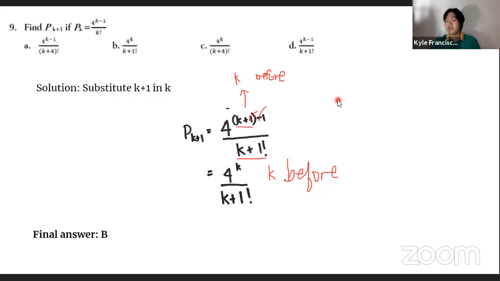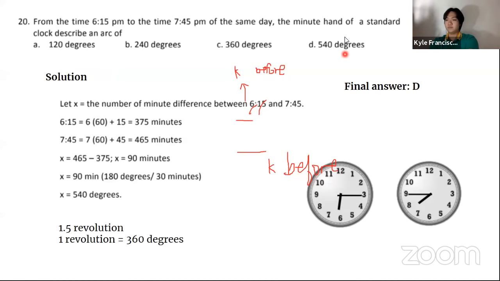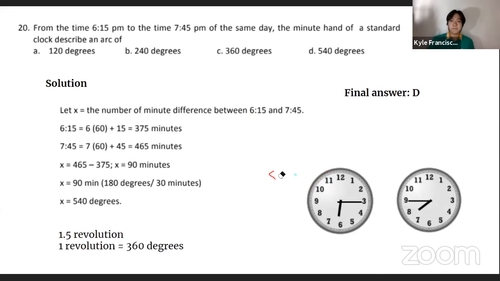Saan po galing yung 180 over 30 po sa last slide ng presentation? Okay, so this one, since 90 minutes, di ba yung nagbago, no? 90 minutes yung nagbago. Pero ang tinatanong sa atin ay describe the arc, no? So, an arc and the choices are in degrees, no?